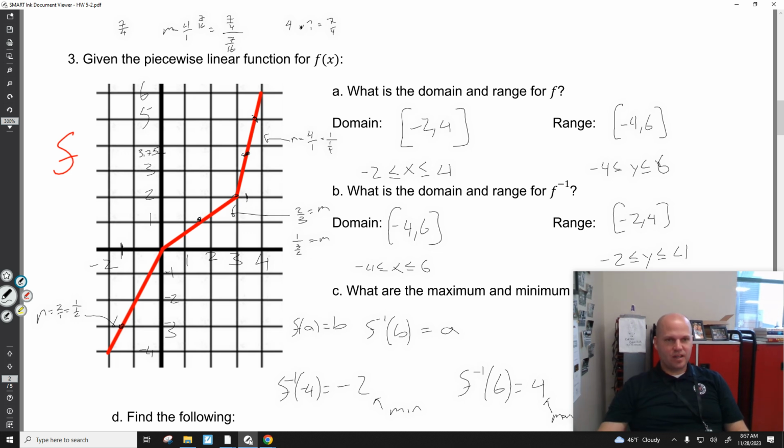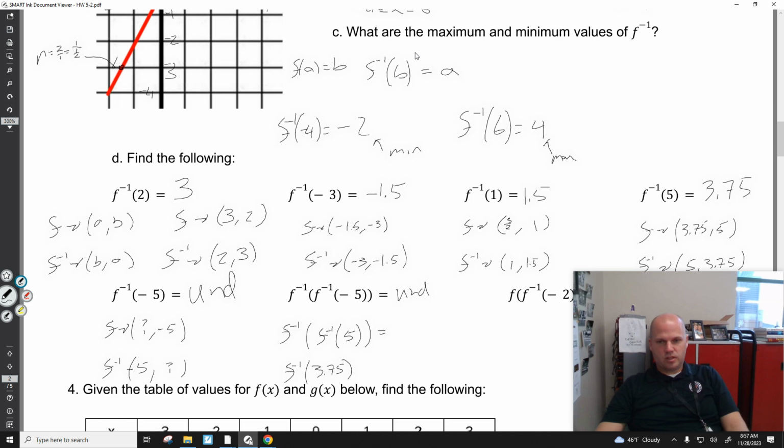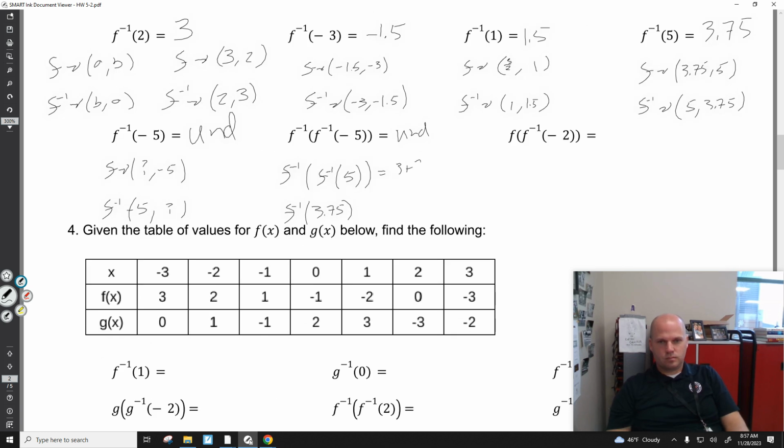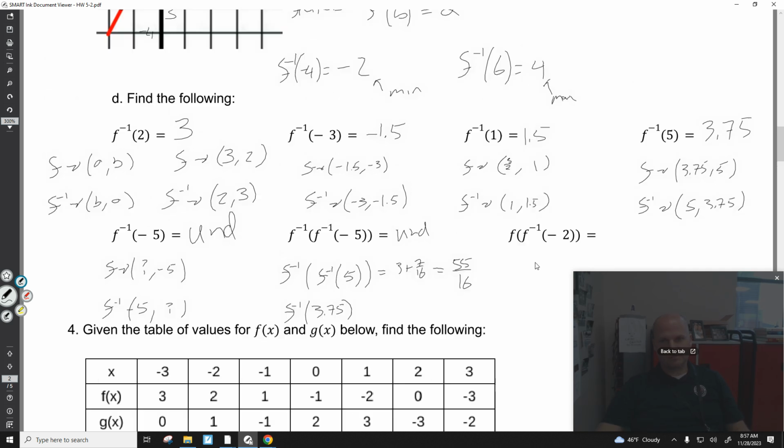I bet you that's going to be right. So 3 plus 7/16, whatever that is. I don't want us to stress out too much about that. We can do the math, figure out what it is, 48/16? 55/16? That might be right. I don't know. That's a little bit too much for you guys.